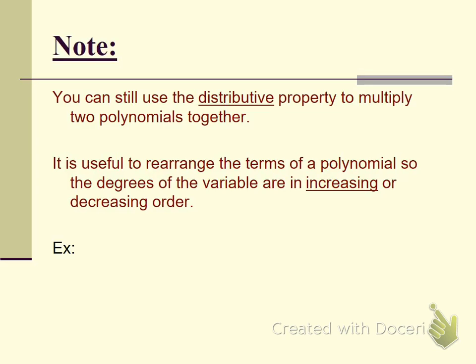You can still use the distributive property to multiply 2 polynomials together. It's useful to rearrange the terms of a polynomial so the degrees of the variable are in increasing or decreasing order. What that means is we want it to be basically in standard form. One thing I want you to make a note of is basically how this is going to happen.